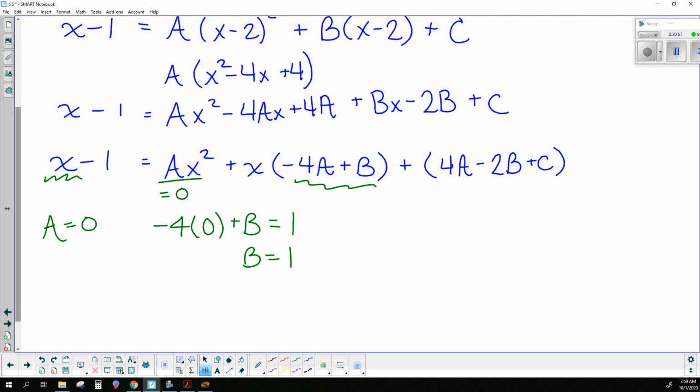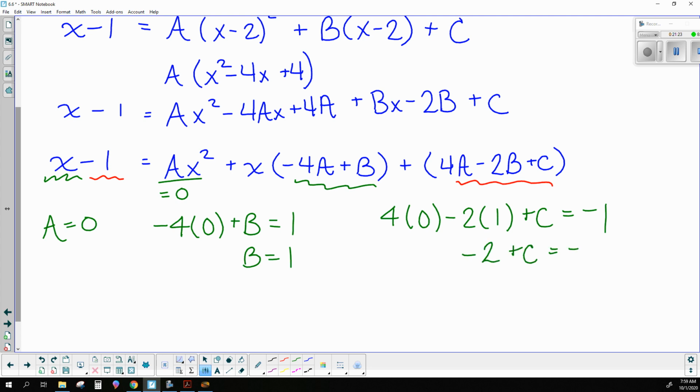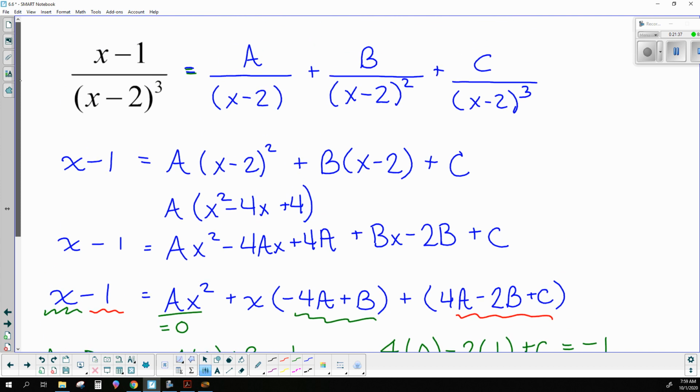The last one here will be equivalent to a negative 1, right? So a is a 0, b is a 1, I don't know c, but I know that whole thing equals negative 1. Okay? So I have negative 2 here. So it looks like c must also be a positive 1. So if a is 0, b is 1, c is 1, I can go back up and figure out what 3 fractions I started with.